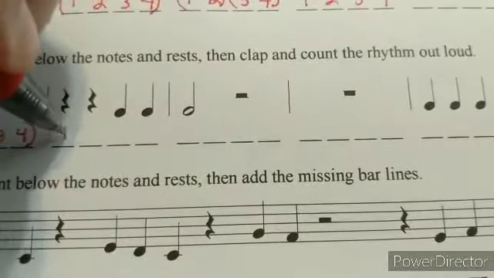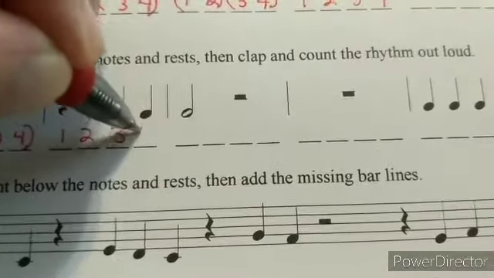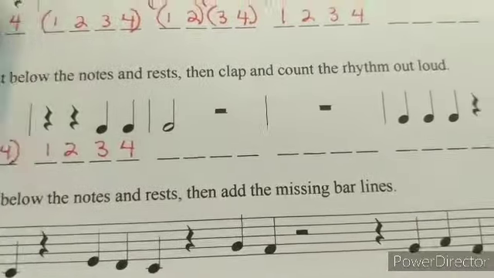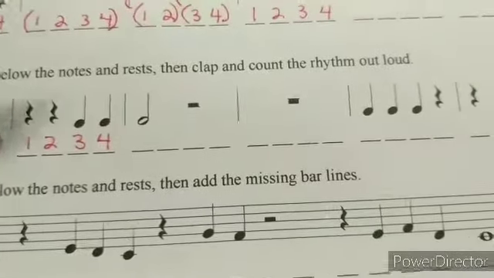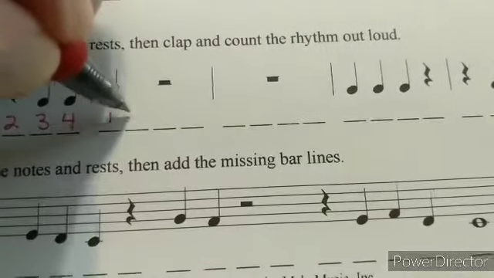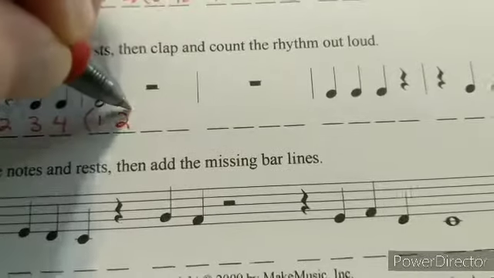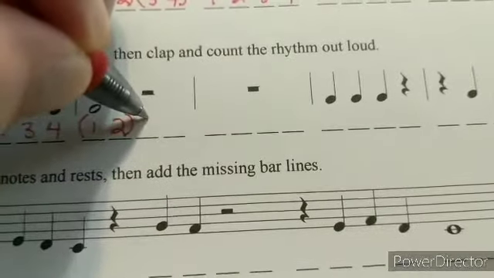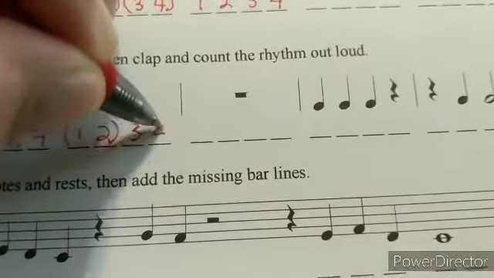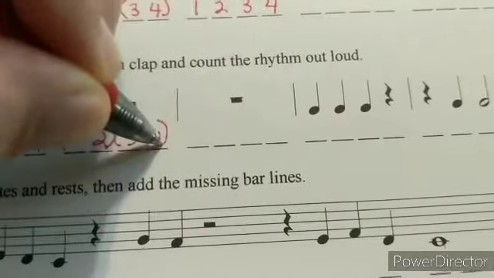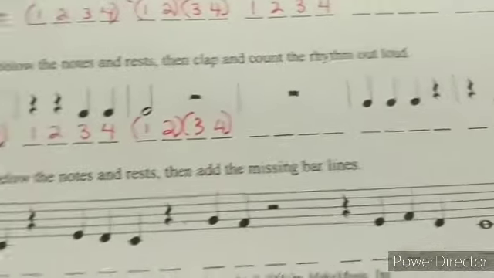Here we have 1, 2, 3, 4. All of these were quarters, so we didn't have to change anything. Then right here we have a half note, so we know beats 1 and 2 will be in parentheses. And then we have a half rest, which means beats 3 and 4 will be in parentheses.